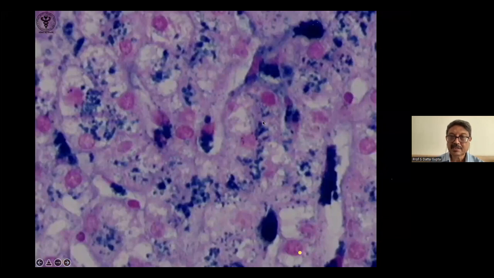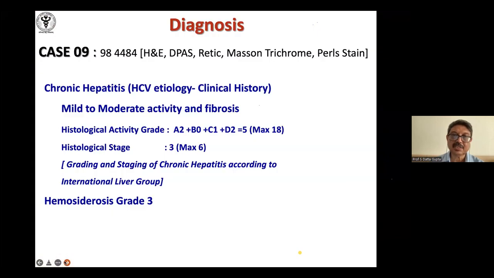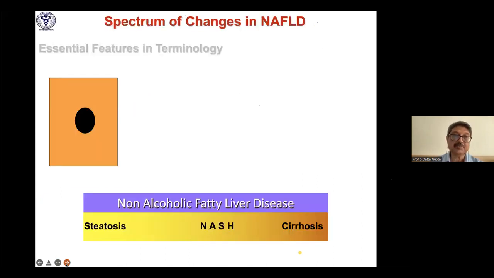These are along the sinusoidal border of hepatocytes. These are in the Kupffer cells, right? How much fibrosis is there is shown by the reticulin stain and Masson trichrome. So the biopsy will tell you it's mild to moderate activity with fibrosis. Histological grade is 5, moderate. Histological stage is 3, maximum 6. Hemosiderin grade is 3. So it helps you. You give desferrioxamine therapy or whatever, and then you repeat the biopsy. Repeat biopsy helps in the same individual.